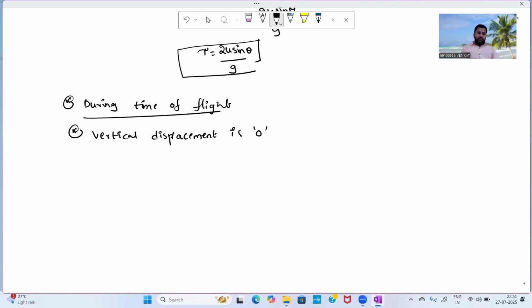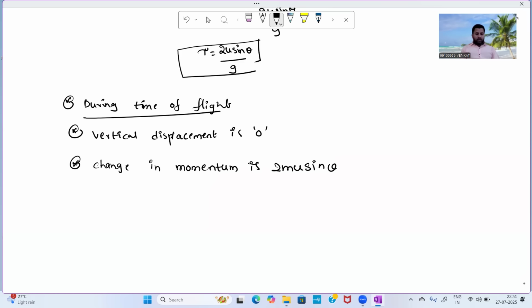And the second point: the change in momentum. The magnitude we can write is 2mu sine theta. Okay, right?